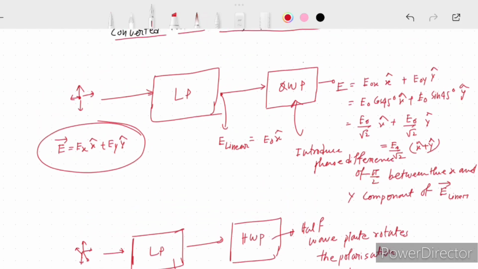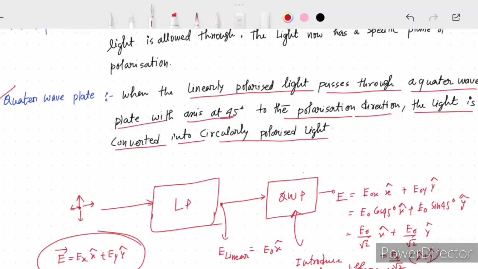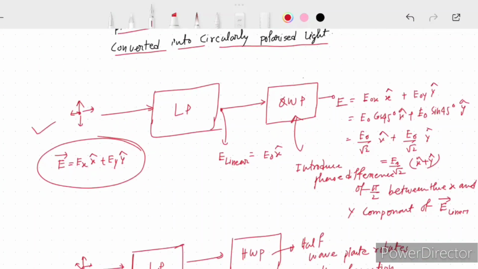And a quarter wave plate introduces a phase difference between the electric field components. So please remember this sequence from unpolarized light to circularly polarized light. The correct sequence is unpolarized light source, linear polarizer, and then quarter wave plate. Please remember.